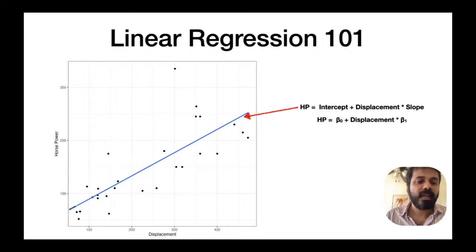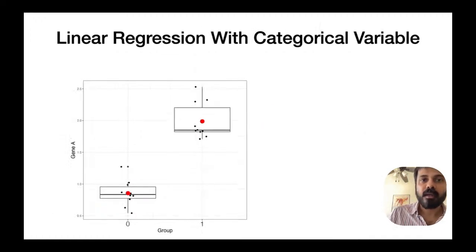If we extend this blue line all the way to the y-axis, we see that the value at which it hits the y-axis is known as the intercept, and that's our beta naught. And beta one simply refers to the slope. So slope is y2 minus y1 divided by x2 minus x1. Right. So this is linear regression when you have a continuous input and a continuous output.